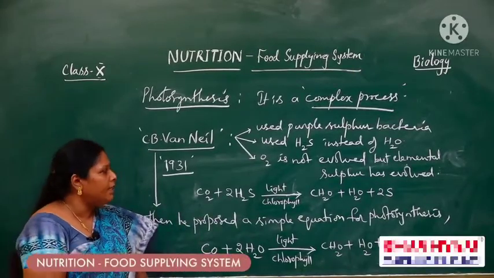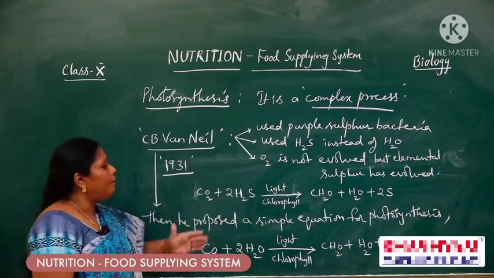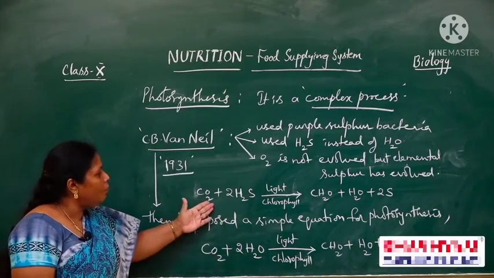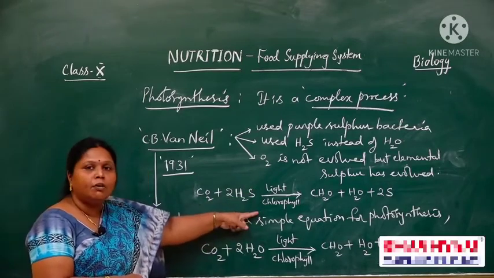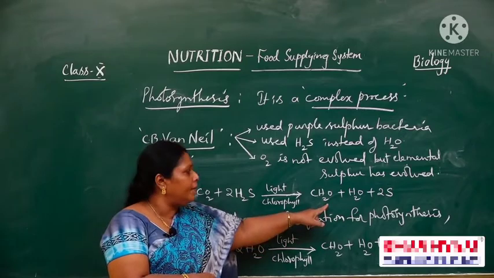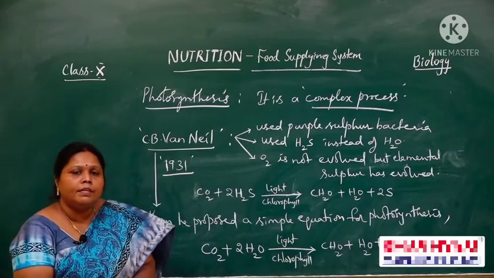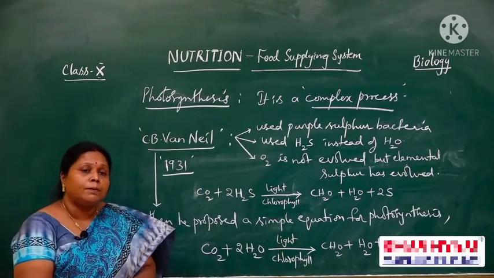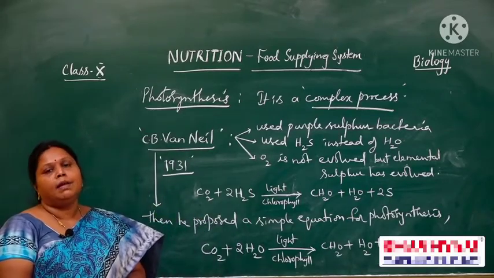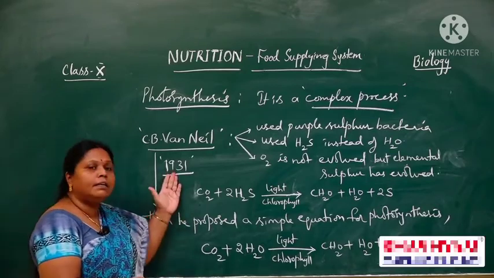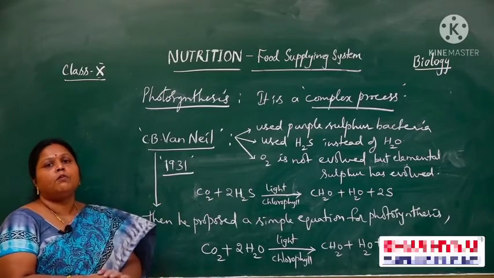So this is the equation that he got after he conducted the experiment with the purple sulfur bacteria: CO2 plus 2H2S, that is hydrogen sulfide, in the presence of light and chlorophyll gives rise to a carbohydrate, nothing but sugar, water, and elemental sulfur. After observing this, van Niel came to the proposal that photosynthesis in green plants might also be occurring in a similar way. So in the year 1931, van Niel proposed a simple equation for photosynthesis.